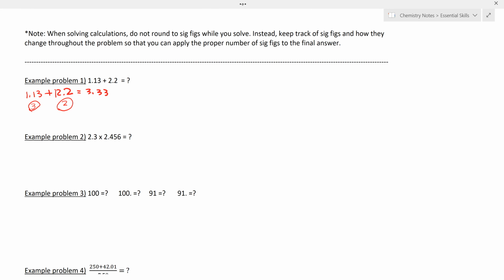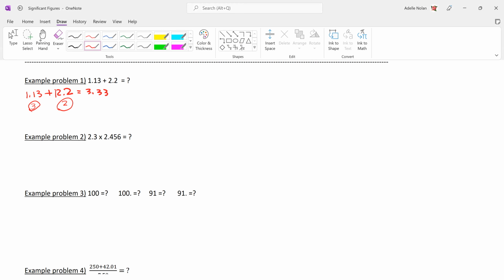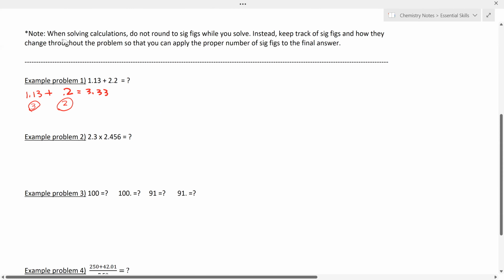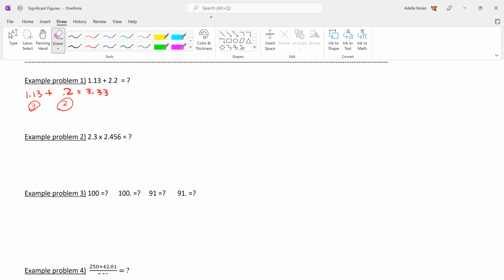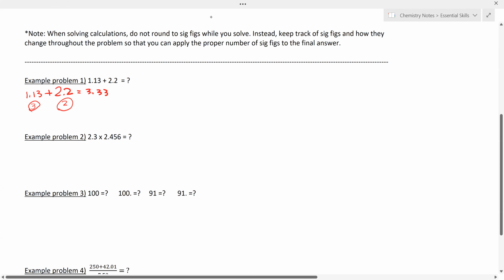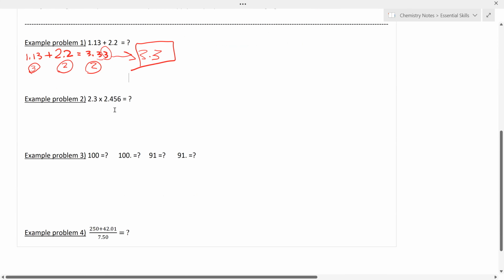Now let's go back, get rid of that. We'll have to fix that. Okay, 2.2. So we have the 3 and the 2, and we know because of the addition rules that this is also going to have 2 sig figs. So you've got to format that correctly. So you have 3.3. The 3 doesn't change. So all you're left with is 3.3. That's your answer to 2 sig figs. There you go.